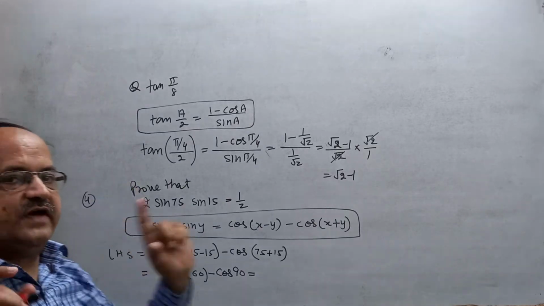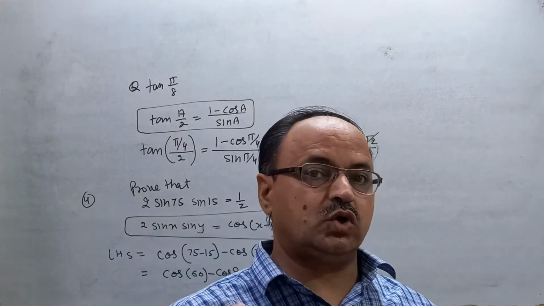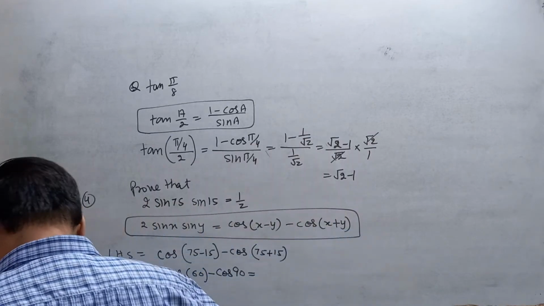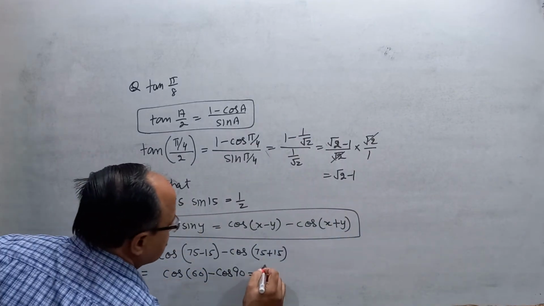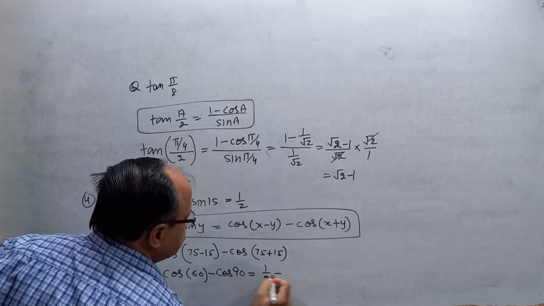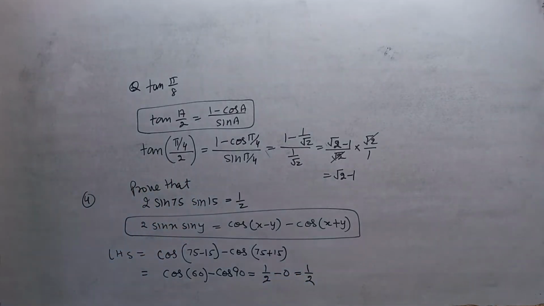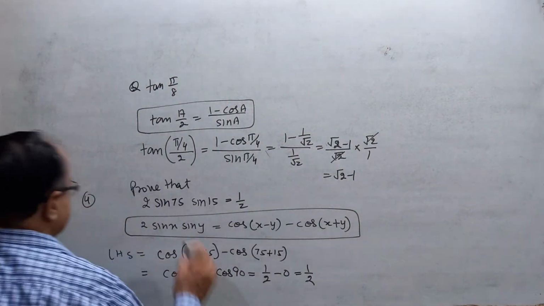Now can you tell me the value of cos 60? Cos 60, you know very well, that is 1 by 2. And the cos 90 is 0. Therefore, 1 by 2. This is the solution of this question. Clear?